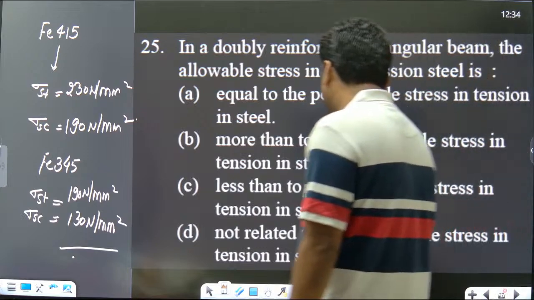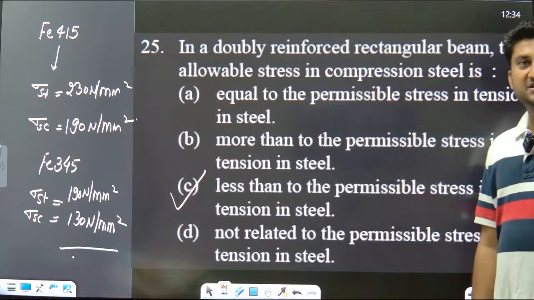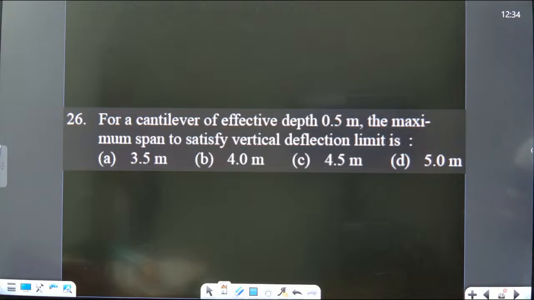Less than the permissible stress in tension in steel. Option C is the correct answer. Understood everyone? Now solve this question. Just a moment, I'll be back in just 1 minute.